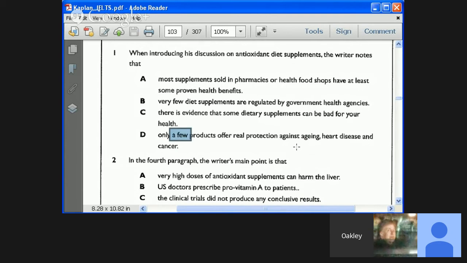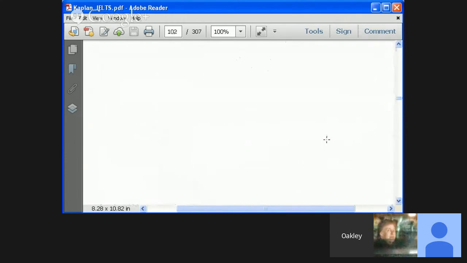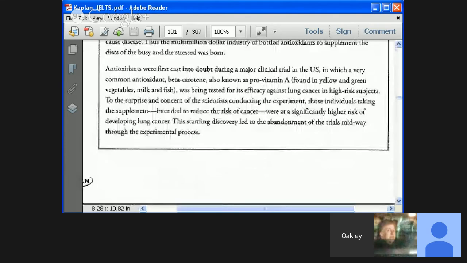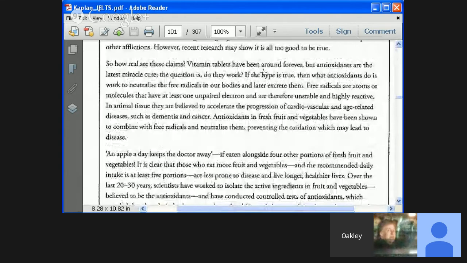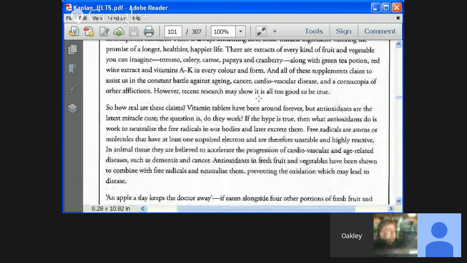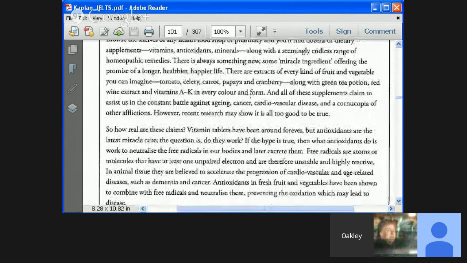Okay, but I'm with you. I totally agree with Ken. These are the easiest things to find: heart disease, cancer, aging. Let's see. Okay. Against aging, cancer, cardiovascular disease. Vascular disease. Cardio means heart. Cardiovascular means the heart and circulatory system. Yeah, you're totally right. Okay, so what does this say?